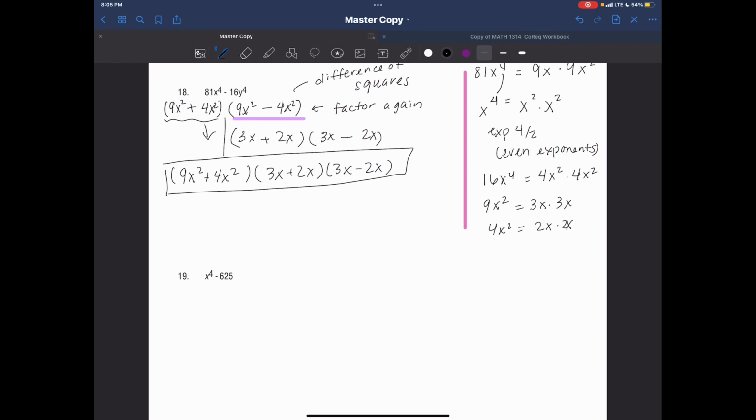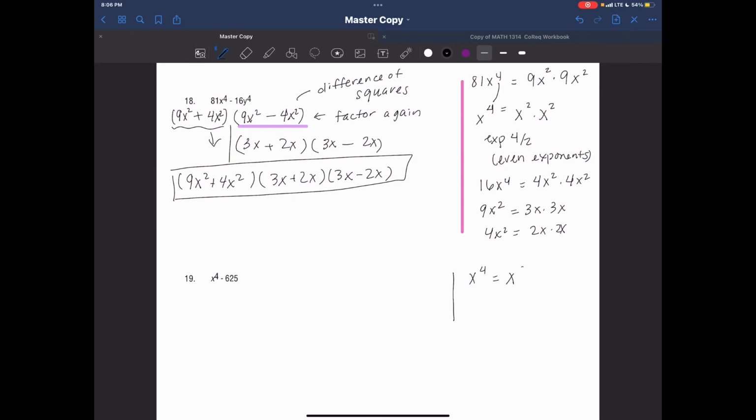Okay, we can also look at 19. So as I'm factoring this, x to the 4th is going to be x squared times x squared. And then 625 is the perfect square of 25 times 25. So let's set up our factors.